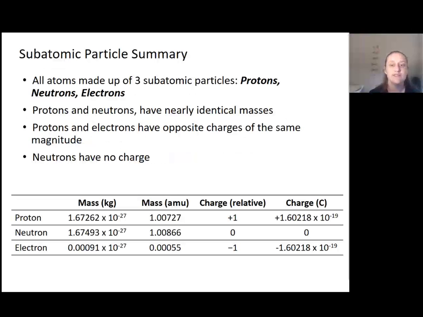Here is a summary of the subatomic particles which make up all atoms. You can see that protons and neutrons have a similar mass, while electrons are much smaller. Protons and electrons have opposite but equal charges, and neutrons have no charge. Now you have been introduced to the atom and the three subatomic particles that form it.